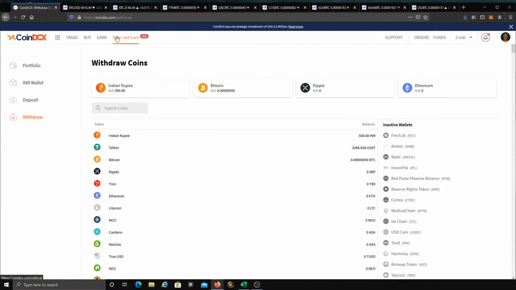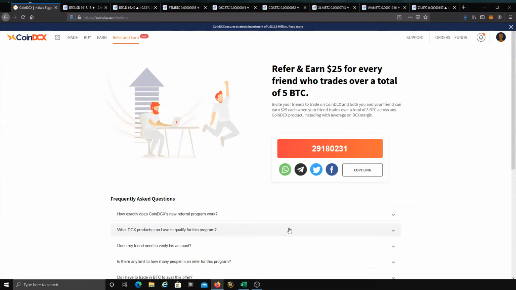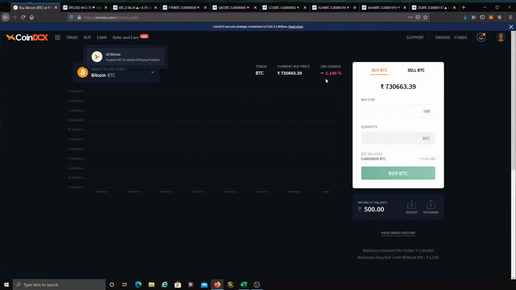Okay, over here on the left-hand side, refer and earn, basically just your referral link. Not great referral bonuses. Your friends have to trade a total of 5 Bitcoin before you so much as see a $25 bonus. So really low bonuses for referrals. But that's okay because it does allow us to do a lot of things that we can't do on other exchanges.